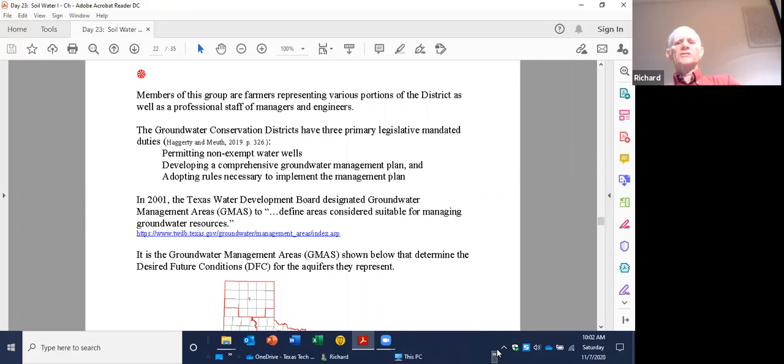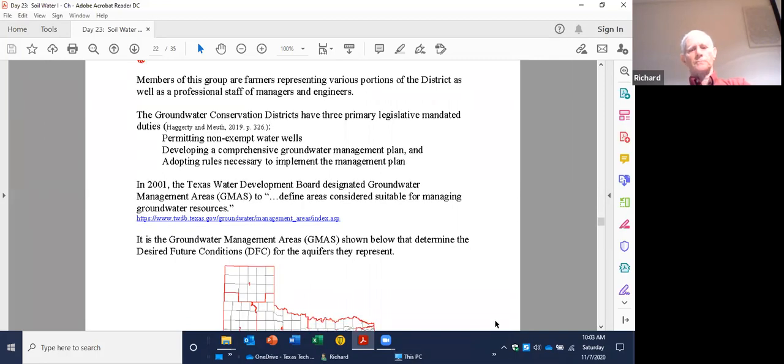The Underground Water Conservation District developed a comprehensive groundwater management plan. They tell you how much water, how close the wells are going to be, and then they adopt rules necessary to implement that management plan. In 2001, the Texas Water Development Board designated groundwater management areas, GMAs, and the groundwater management area is to define areas considered suitable for managing groundwater resources. And again, the web address is there.